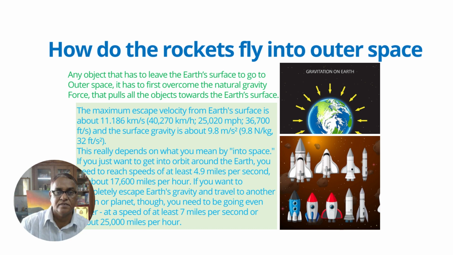We all know that any object that is thrown up in the air will fall down on the Earth because of the Earth's gravity. So, to overcome this gravitational force, any object that attains the escape velocity from the Earth's surface of about 11.186 kilometers per second, which turns out to be 40,000 kilometers per hour, is known as the escape velocity for any object to escape out of Earth's atmosphere.